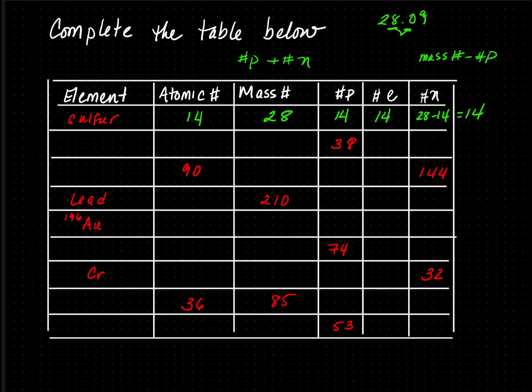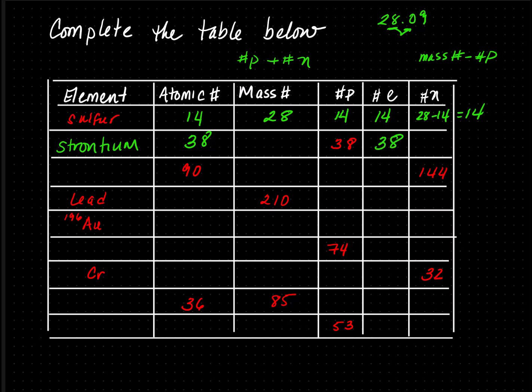In the next problem, the number of protons is given. We know that the number of protons equals the atomic number, which is 38. If I look up 38 on the periodic table, it is strontium. Since no charge is given, that means the number of protons and electrons are the same. So this is also 38.